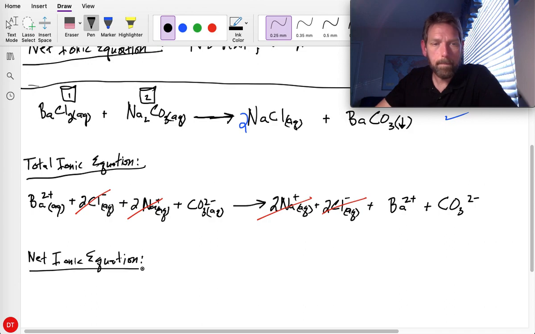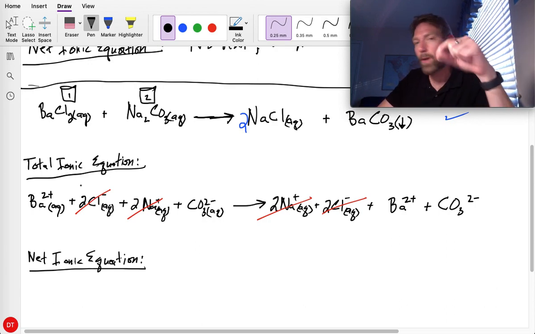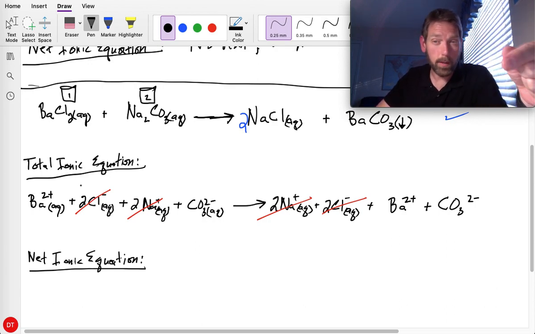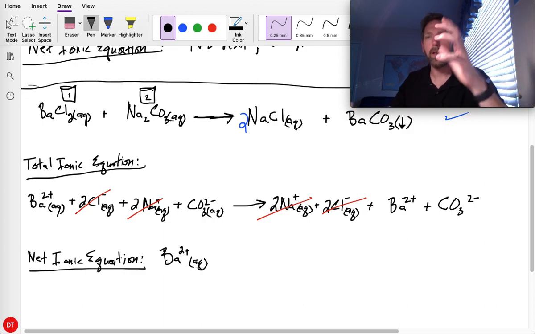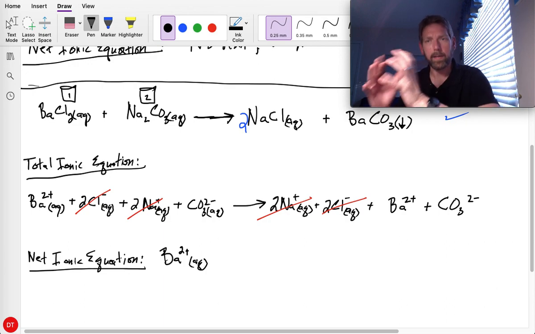Okay. We have our net ionic equation. So what that means is what we do is what's left over. Remember, the net is what's left over, what remains. So what's remaining is barium 2 plus that is in aqueous form. So now we can think of it as being in a solution by itself.